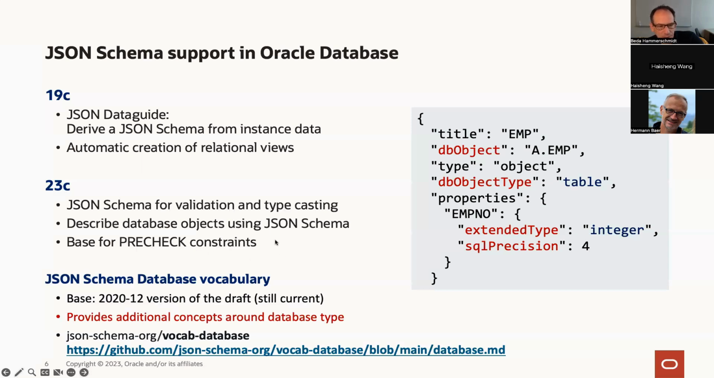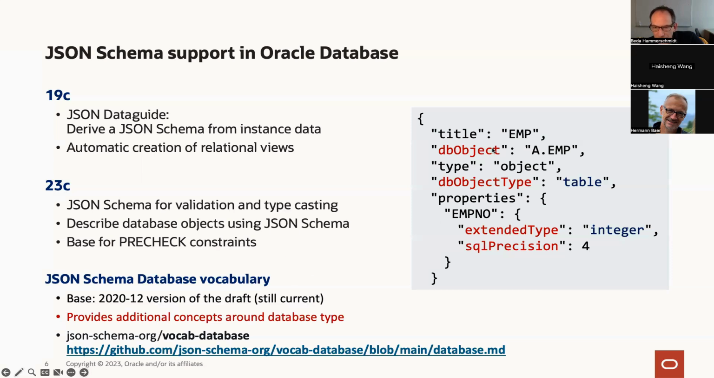So what we did with JSON schema, we worked with the JSON schema group, and Oracle provided a vocabulary. JSON schema, as we're going to see, has some limitation in terms of data types and in terms of really when we describe an object using a JSON schema. So here there's an example.